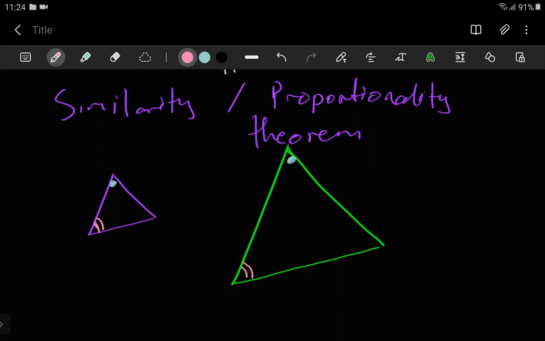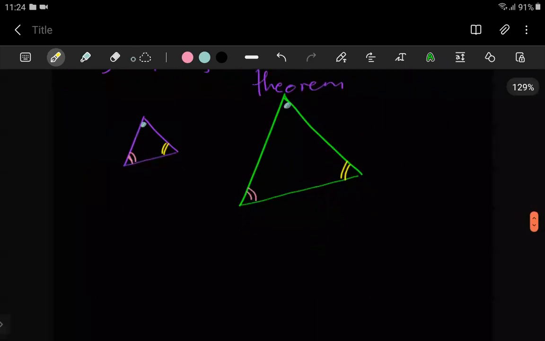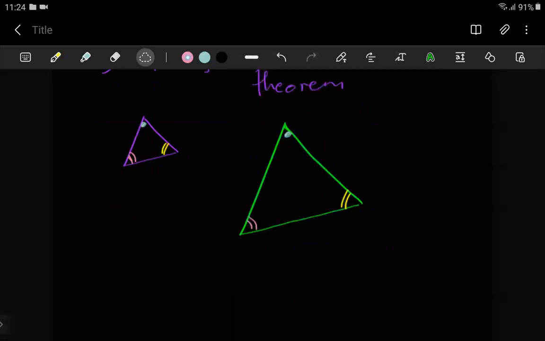And then the third ones will automatically be equal to each other because the interior angles of a triangle add up to 180. So if you spot two pairs of angles being equal, the third ones are automatically equal to each other. Now, in these two triangles, the different sides will be labeled as maybe A, B, C. This could be D, E, F.